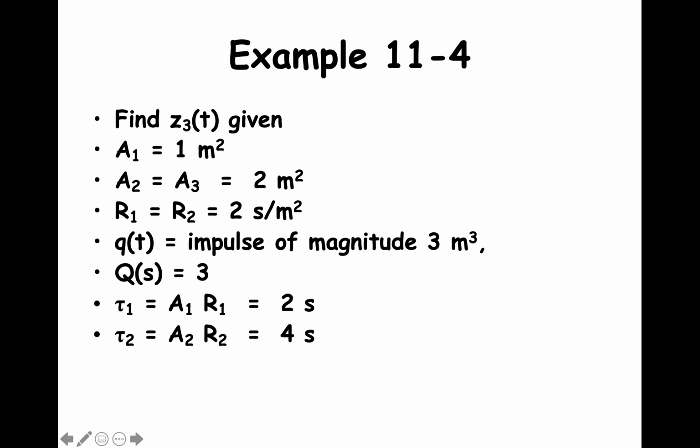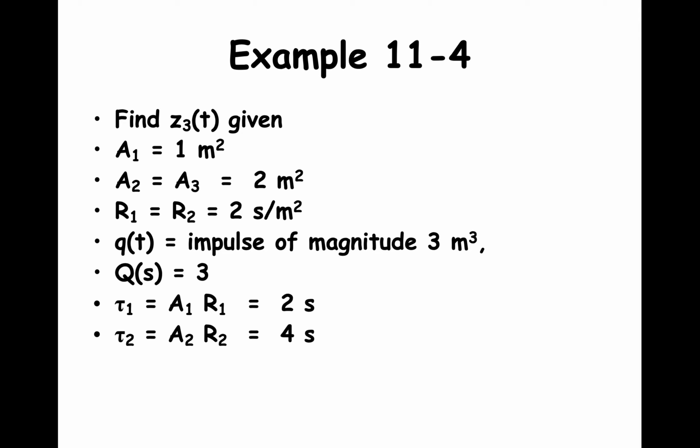For example 11-4, we will use the data given here to find the time domain expression for the fluid depth in tank 3, which is Z3. We are given that the cross-sectional area for tank 1 is 1 square meter, and for tank 2 and 3 are 2 square meters. And the laminar flow resistance values are 2 seconds per square meter. The input function, the inlet flow rate into tank 1, is an impulse of magnitude 3 cubic meters. That represents the situation when 3 cubic meters of fluid is added to tank 1 in an instant.